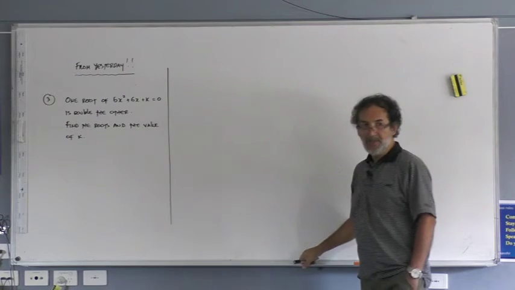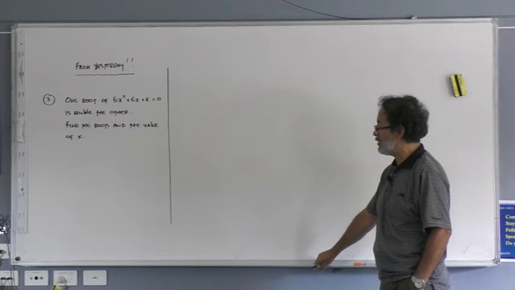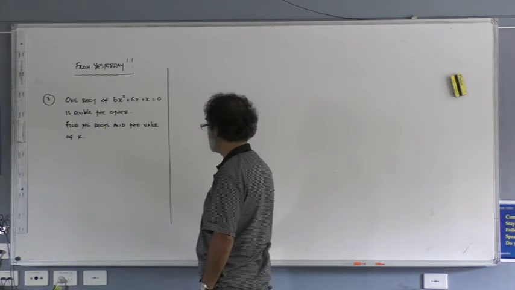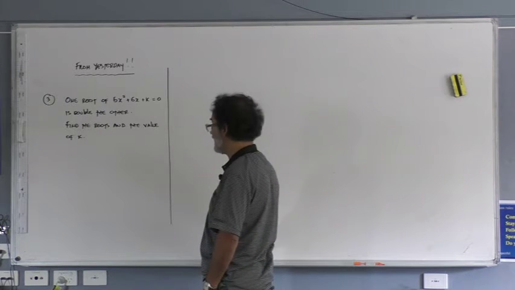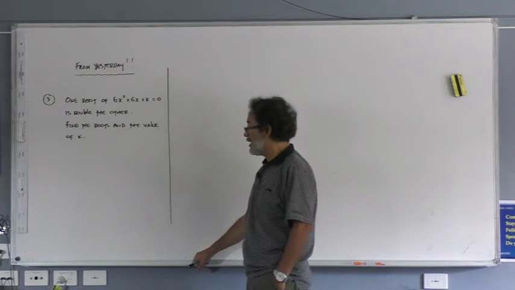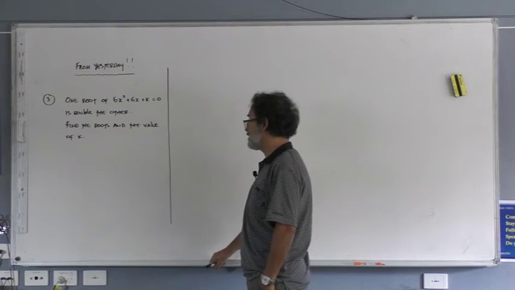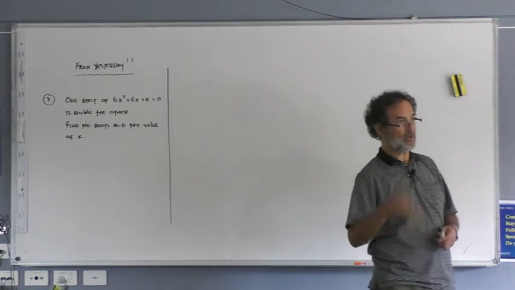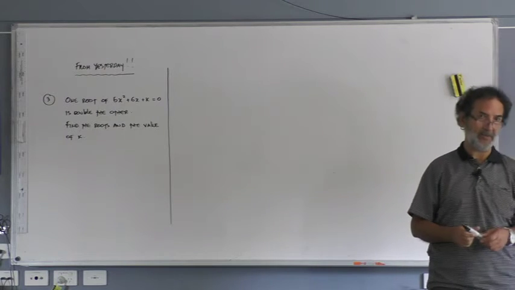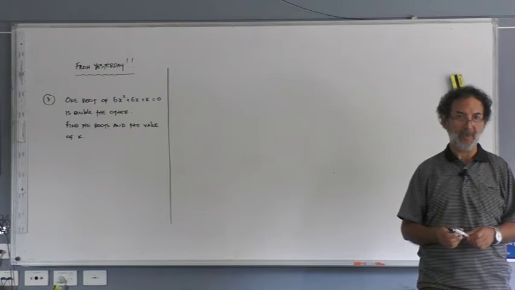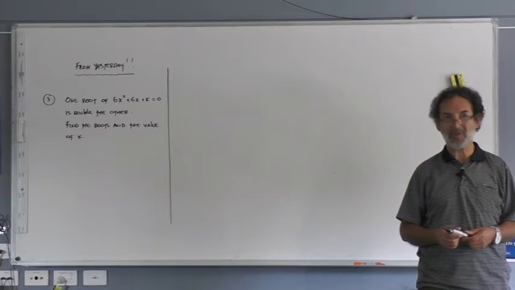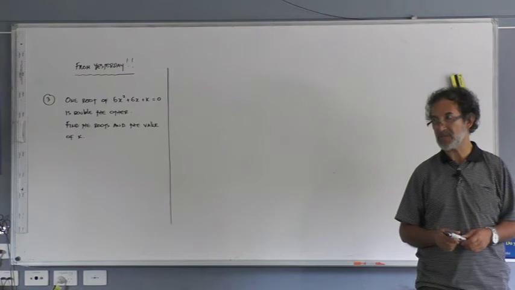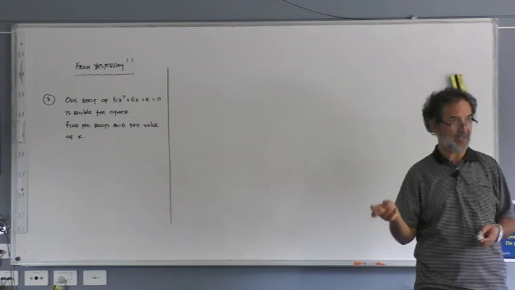Okay, in question 3, they say one root of 5x squared plus 6x plus k equals 0 is double the other. And then the question says find the roots and the value of k. So we know that one root is double the other. So for example, one is going to be 2 and the other one is going to be 1, or 4 and 2, or 3 and 6. We don't know, but we know that one is double the other, right?